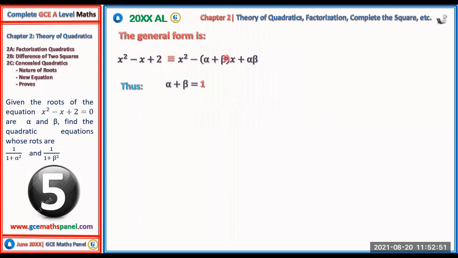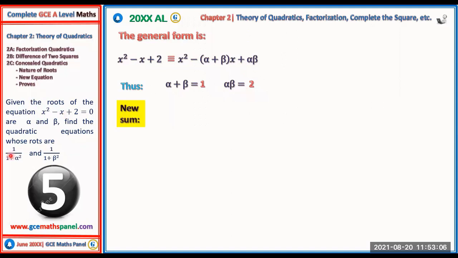And when we equate this to this, we see that alpha beta is equal to 2. So these are sum and these are products. Now, for us to form the new equation, we need the new sum and the new product. So what is a new sum?